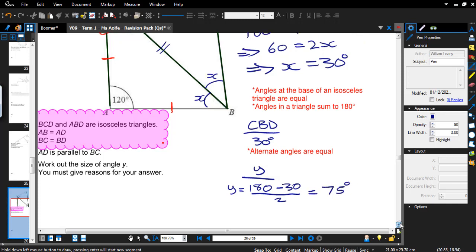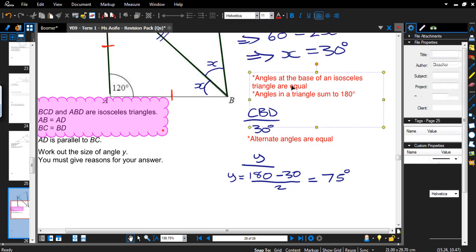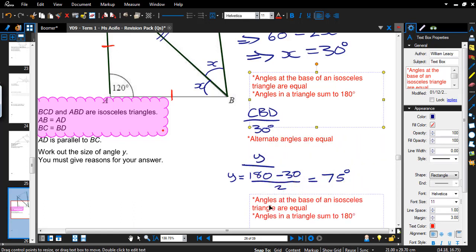Okay, so give your reasons. Again, it's the exact same as this. Angles at the base of an isosceles triangle are equal, angles in a triangle are 180.